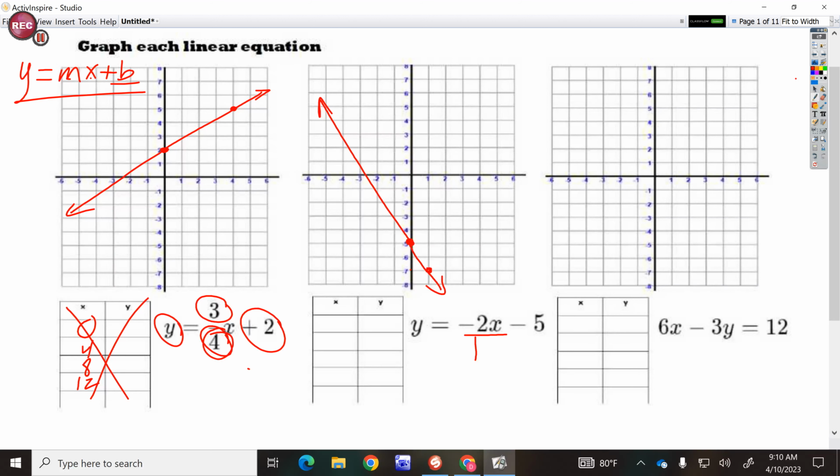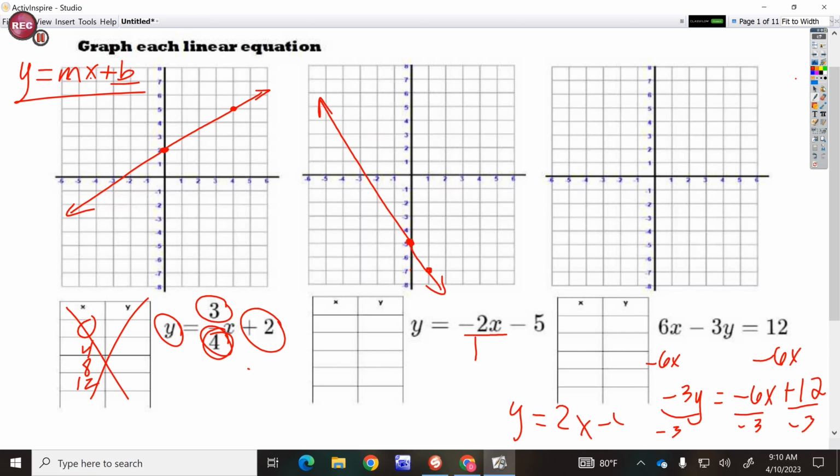All right, last one over here. This normally, right, you would subtract x from both sides, bring down negative 3y equals negative 6x plus 12. So far, so good? Now you divide everything by your coefficient, which is negative 3. And that gives you y equals 2x minus 4. So far, so good? Now I can use that to graph. But there's a better way.